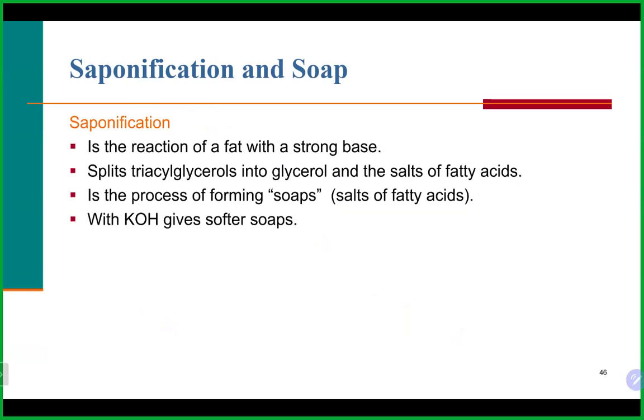Talk a little bit about the saponification of soap. That is a reaction with a strong base. It splits a triacylglycerol into salts of fatty acids, and you could do this by using a strong base. You could use something like potassium hydroxide, which gives you a softer soap because potassium's involved.